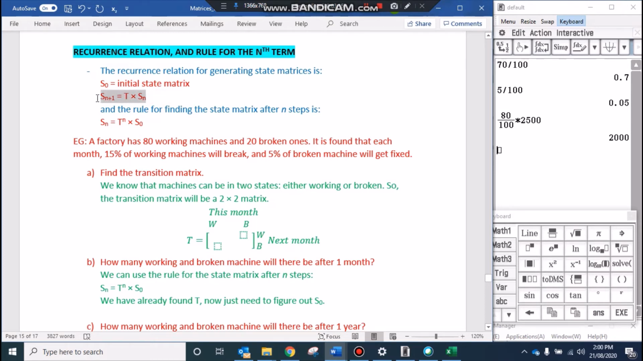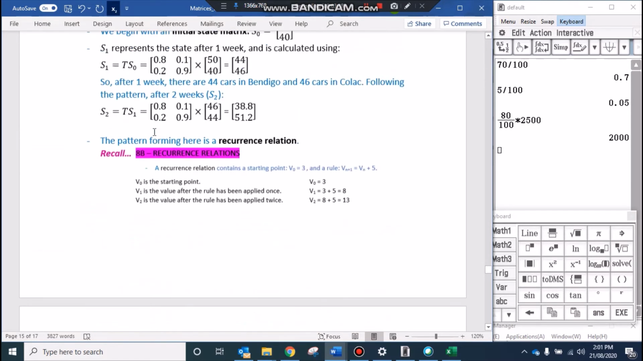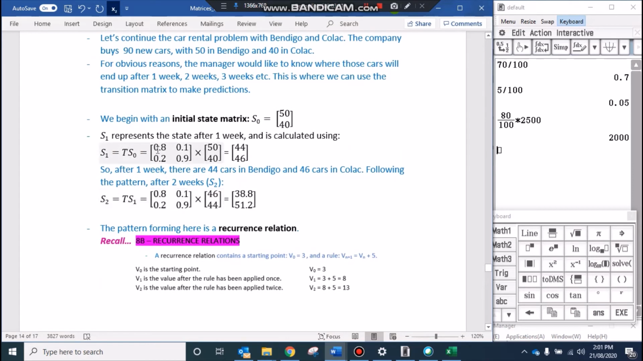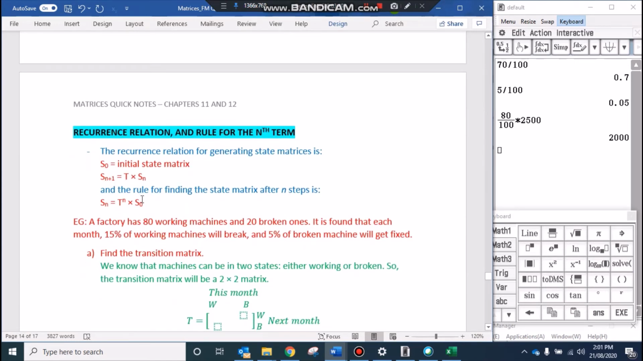Now, that's all well and good, but I think an even more powerful rule, and the one that you should aim to use more often, is this rule. You can skip straight to whichever step you want just by raising the transition matrix to the power and multiplying it by the initial state matrix. When we did this, to get to S2, we had to do two separate calculations, going through each step. Whereas if you use this rule, you could have skipped straight to it.